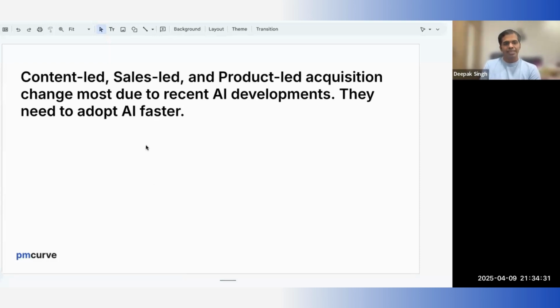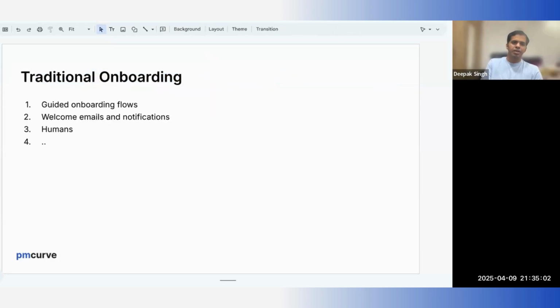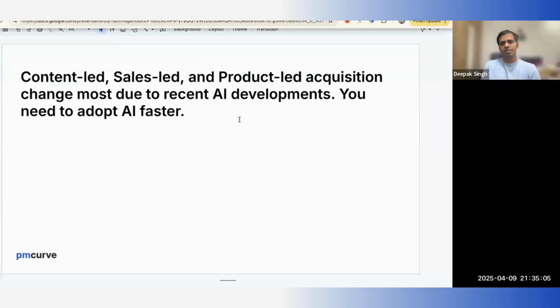Right. So if I have to summarize this section, basically content-led, which is SEO and video and everything, sales-led and product-led, all three kinds of acquisition are going to change most due to recent AI development. Now, what you need to do is just adopt AI faster. If one of your company's major channels is one of these, you need to adopt AI much, much faster as a growth PM. Right. So this is your acquisition.